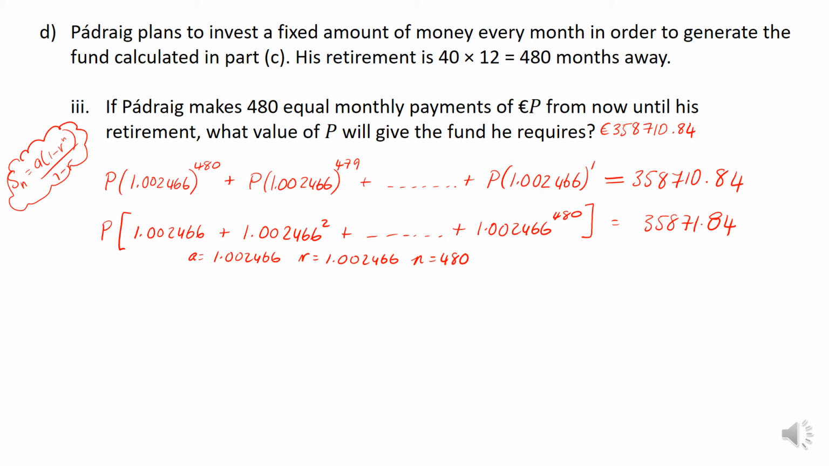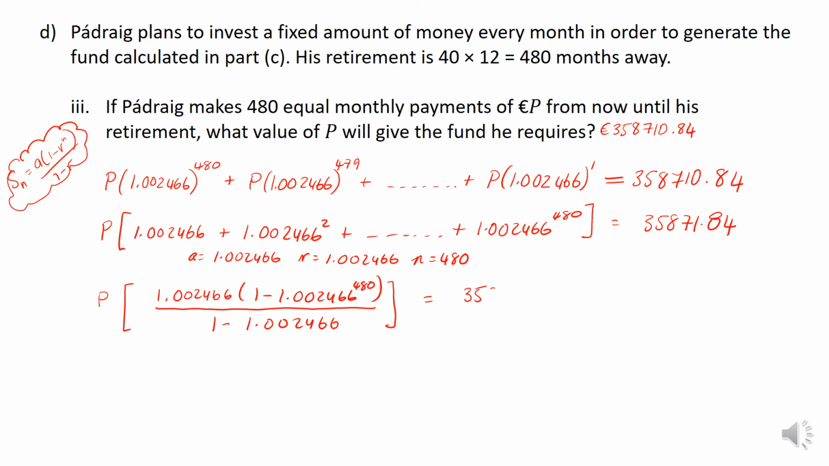Okay, so P will be multiplied by all of this. So we're going to get the sum S480. So A by 1 minus R to the power of 480 divided by 1 minus 1.002466. That's our R. Now again, let your calculator do the work. Now that should be equal to that total again.